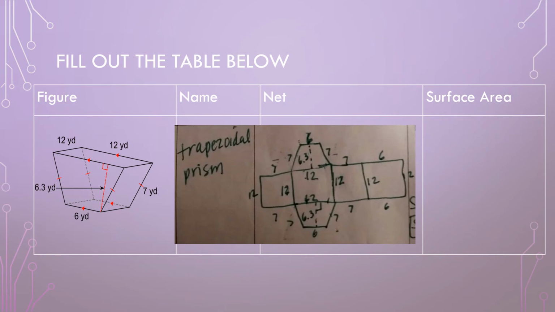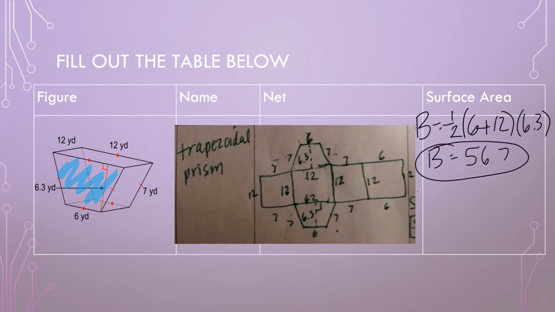Then we have a trapezoidal prism. Because my two bases are trapezoids, we call this a trapezoidal prism. So I have to find the area of the base, and the area of a trapezoid is 1/2 times base 1 plus base 2 times the height, which is 6.3. When you put that all in your calculator, you end up getting 56.7.